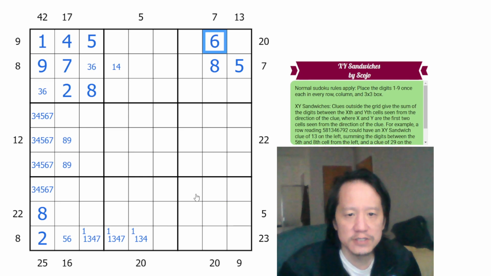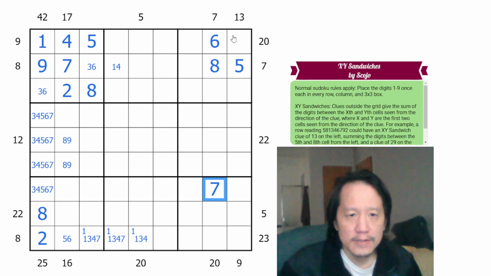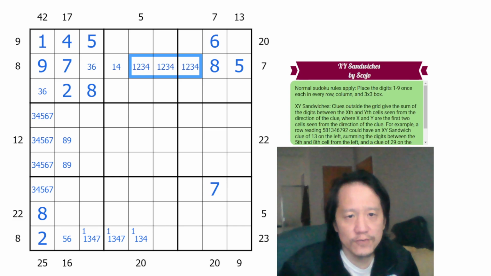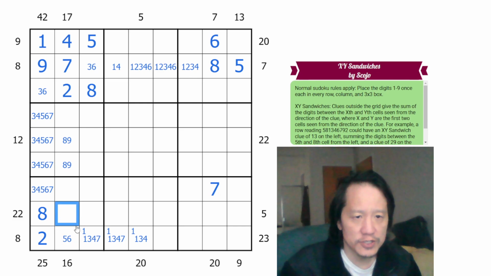So this has to be a 6 here, which forces this between 6 and 8 to add up to 7. So this must be 7. Let's see. This must contain 1, 2, 3, 4, and 6 here. Obviously, this can't be 6. We know we have... So this cannot be 5 or 6.